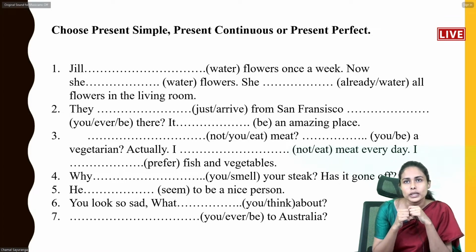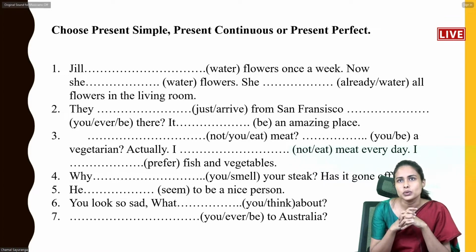Then the third one: you eat meat, you be a vegetarian? Actually, I not eat meat every day. Yes, I prefer fish and vegetables. First blank: don't you eat meat? Simple present tense. Why? I am asking about her truth related to her habits or routines that the person is doing every day. That means, do you not eat meat? Don't you eat meat? Then, are you a vegetarian? Actually, I don't eat meat every day. I prefer fish and vegetables. Great.